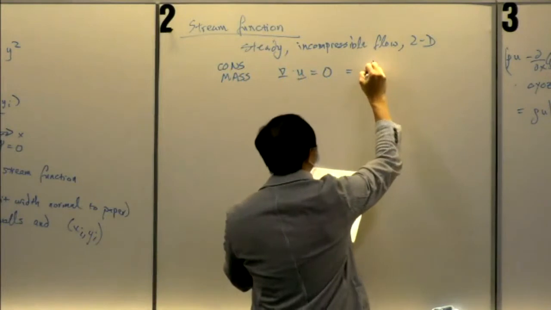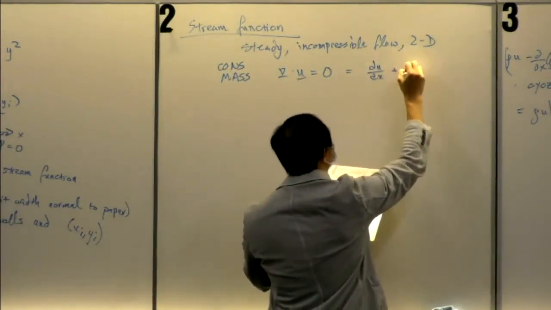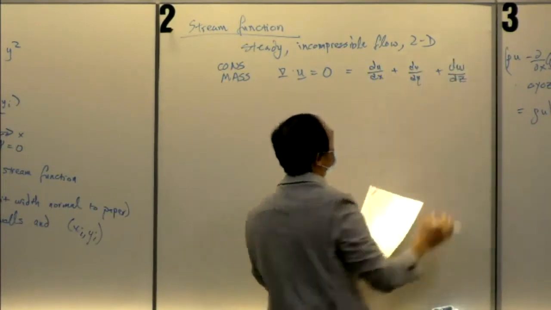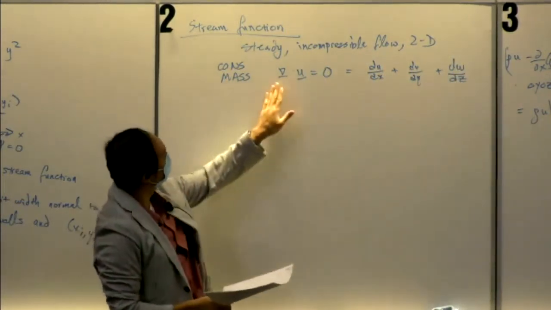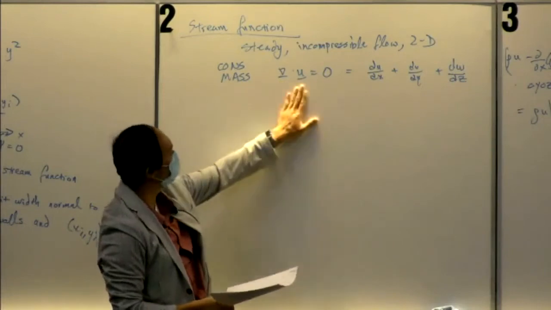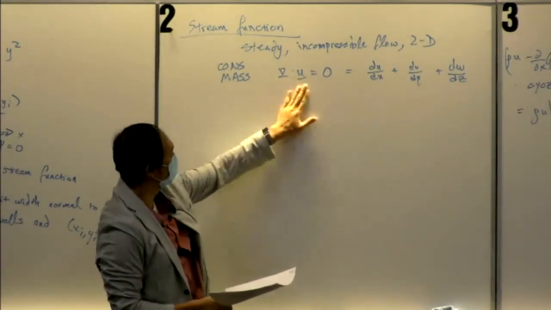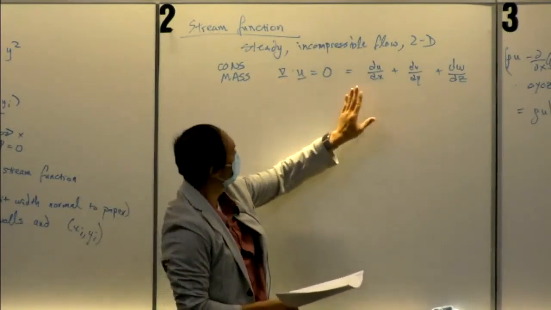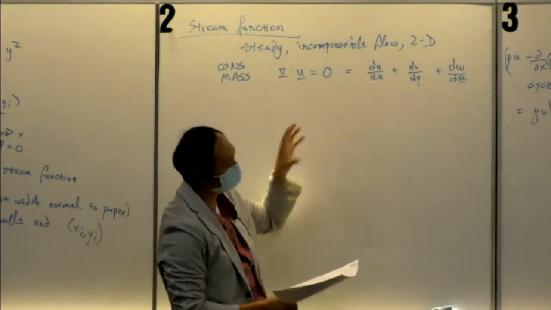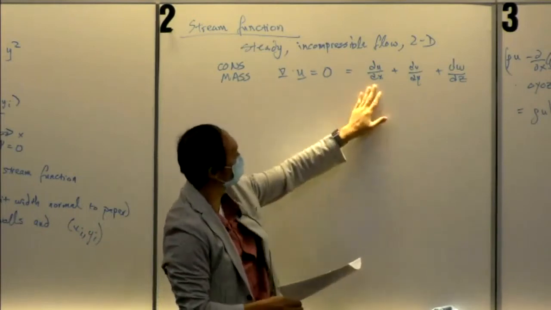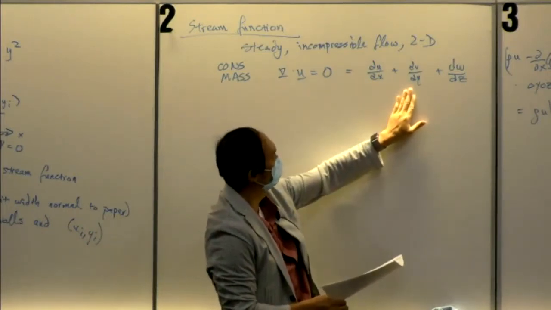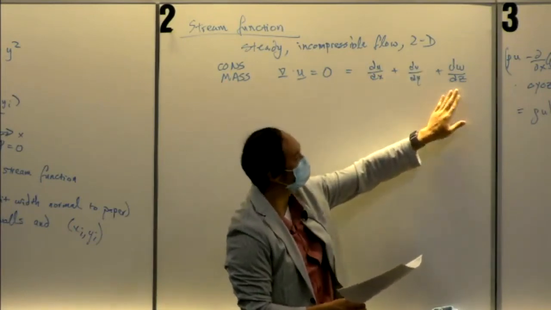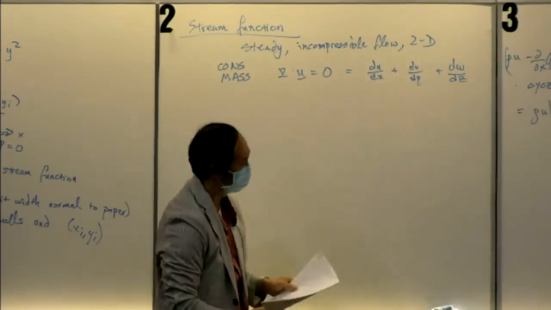Originally, that looks like du/dx plus dv/dy plus dw/dz. Remember, del is a vector. It's hitting each of the components. Del dot something is going to be a scalar. So what we have is a scalar sum: the derivative of the x velocity in the x direction, plus the derivative of the y velocity in the y direction, plus the derivative of the z velocity in the z direction. The sum is going to be 0.